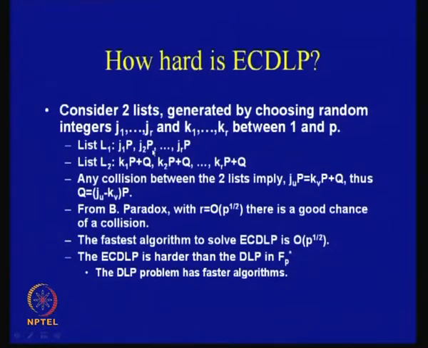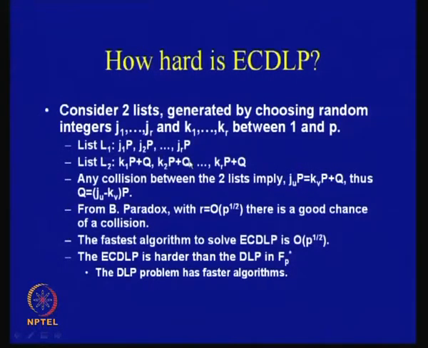So, if you find that in these two lists there is a collision, then you know that for some u and v, Ju P is equal to Kv P plus Q. So, therefore, you can immediately rearrange, and you know that one solution is Ju minus Kv. That means, if I get this list and this list and there are two such values for which the common term occurs, then you can actually solve the elliptic curve discrete log problem, right.